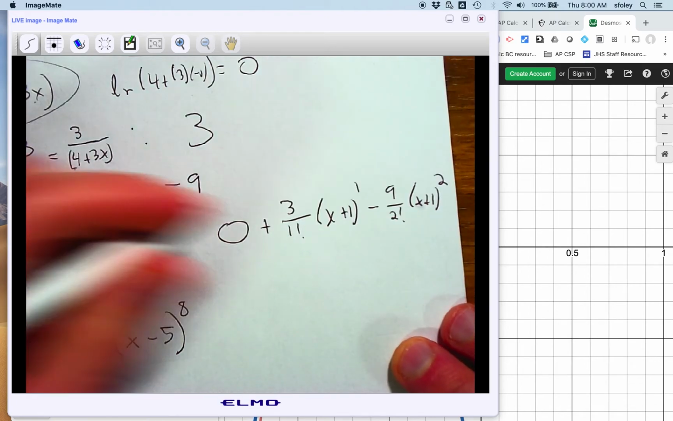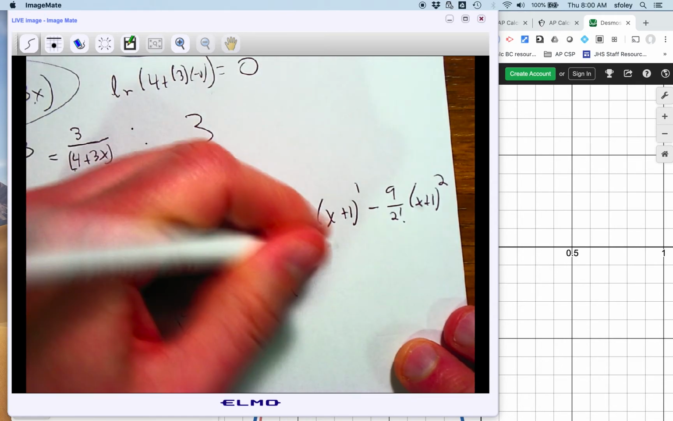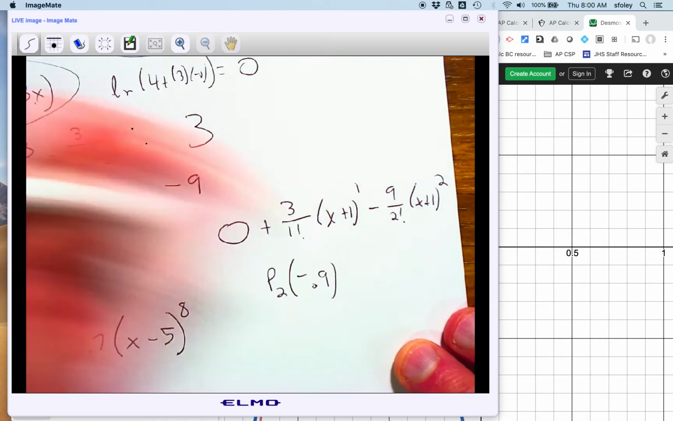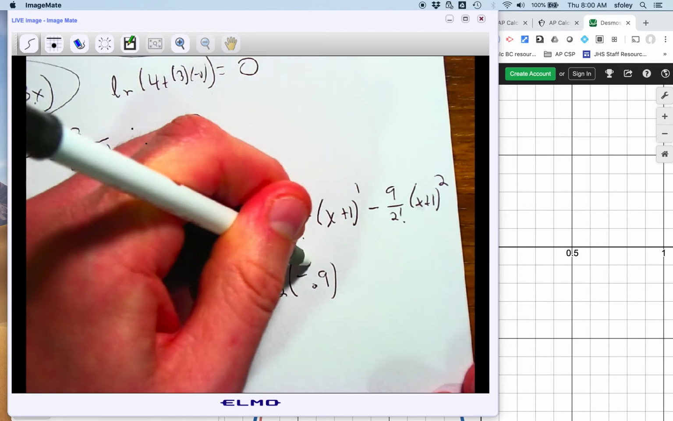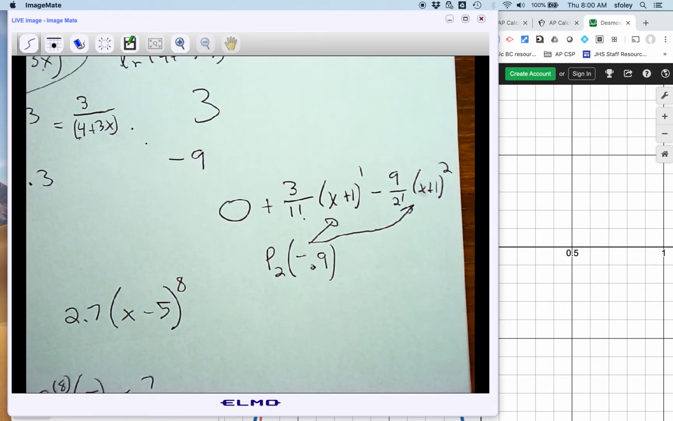And so if you have this Taylor polynomial P2 and you wanted to approximate what's going on at -0.9, you would just plug in -0.9 for x into that polynomial, and you'd have your approximation.